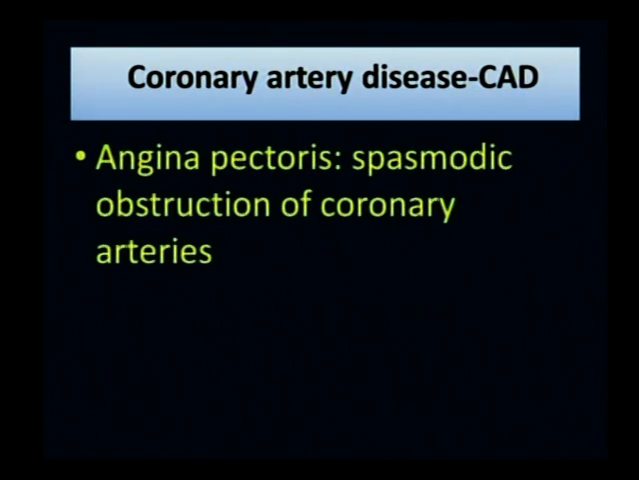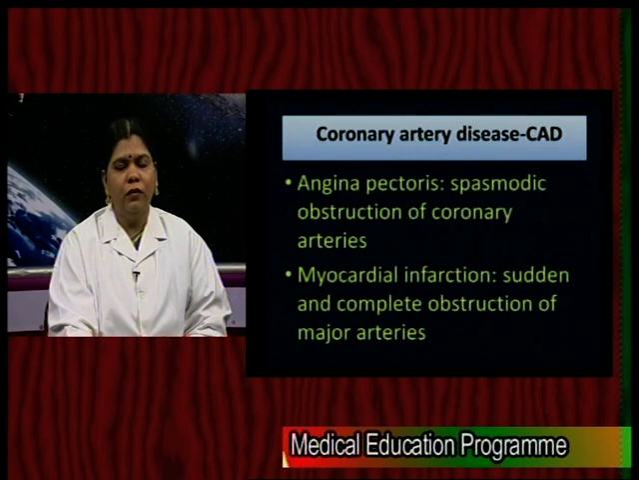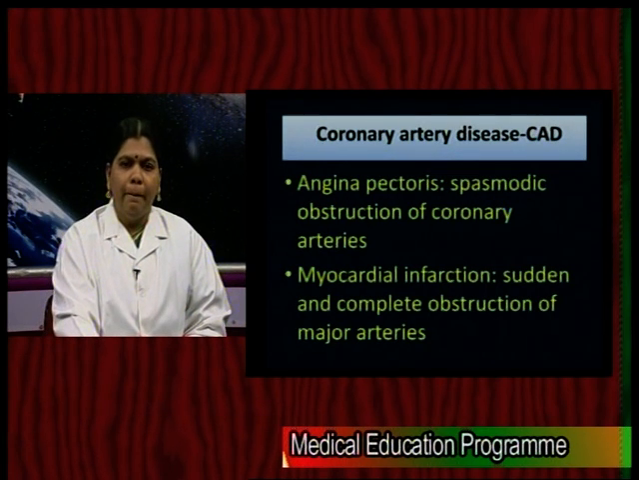Coronary artery disease has the following varieties. Angina pectoris is the spasmodic obstruction of coronary arteries. Students should understand the difference between angina pectoris and myocardial infarction. In angina pectoris, the spasmodic obstruction of coronary arteries makes the patient complain of chest pain, and after some time the relief will be present. So it is temporary. Myocardial infarction is the sudden and complete obstruction of major arteries by a thrombus.